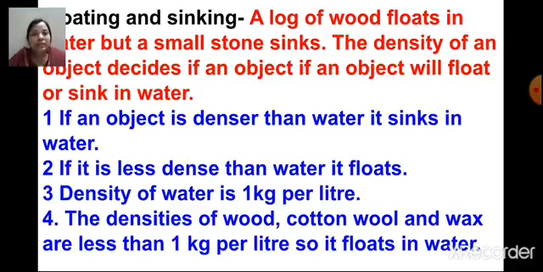Now, the things which are less dense than water, they float in water, like densities of wood, cotton wool and wax are less than 1 kg per liter. That is the density of water. So it floats in water. But density of things like stone, metals like iron and other metals, they are denser than water. So you must have observed this. If you put these things in water, what happens? Do they float? No, not at all. They sink at the bottom of the container or whatever the source of water when you put it there.